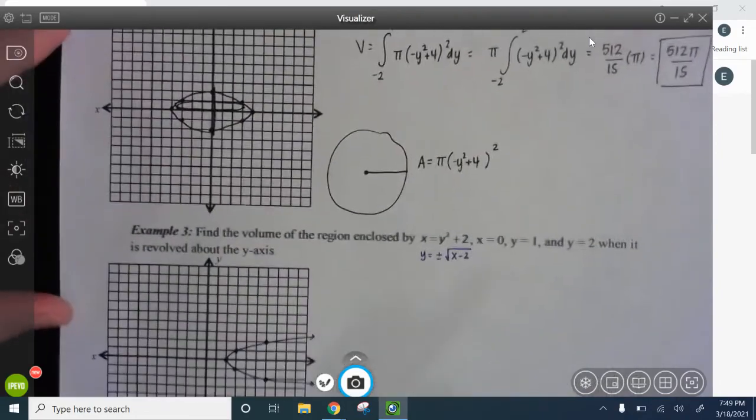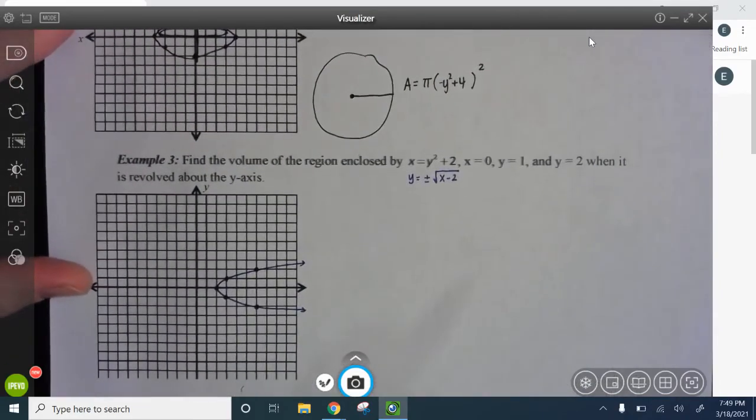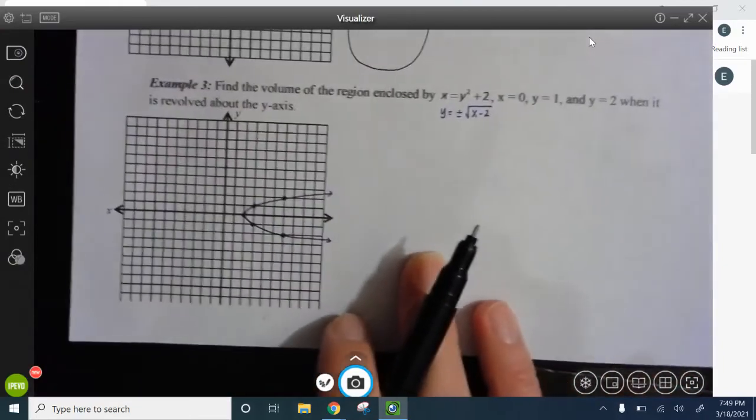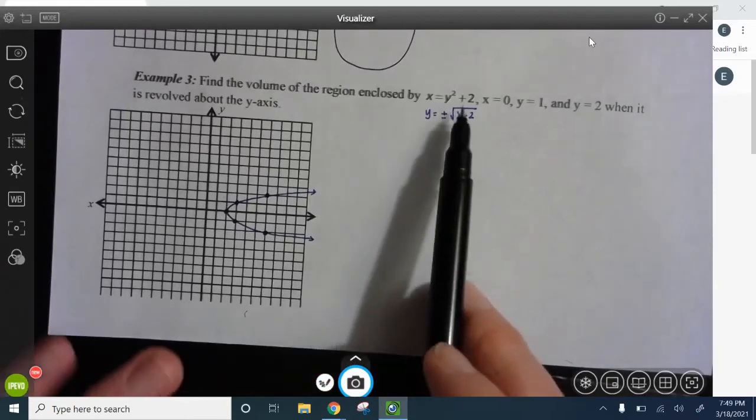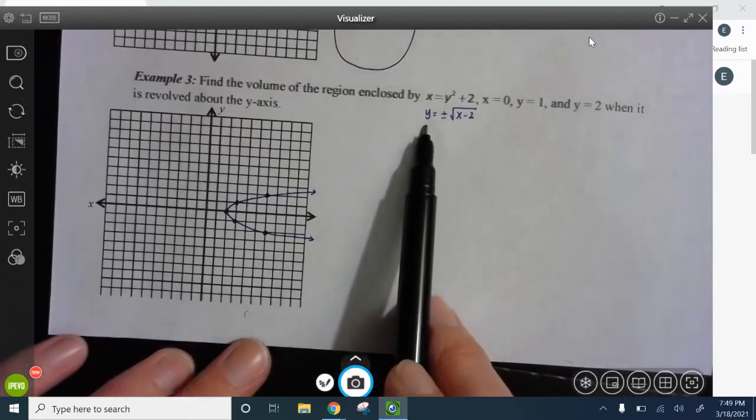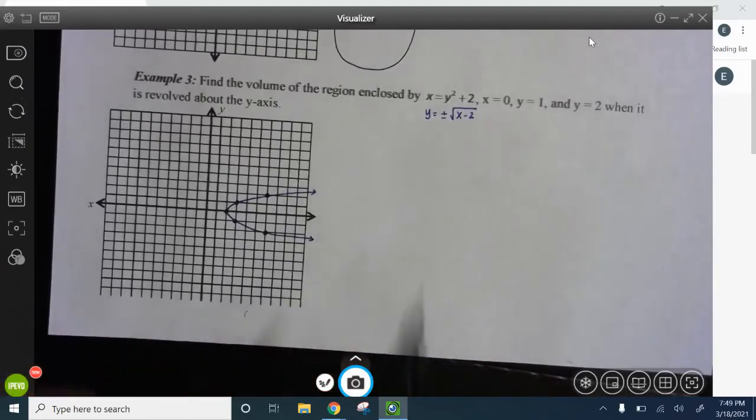All right, we'll look at one more. So now we want to find the volume of the region enclosed by x is equal to y squared plus 2, x is equal to 0, y is equal to 1, and y is equal to 2 when it's revolved about the y-axis. So again, this equation I just wrote in terms of y so that I was able to kind of get what the graph looks like. I didn't put in my other boundary lines yet.